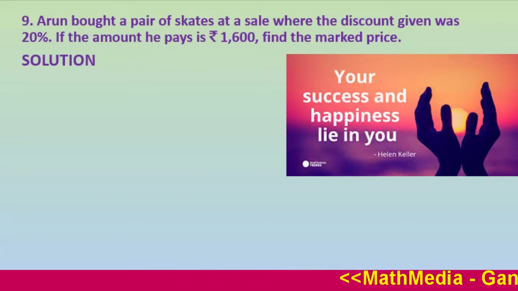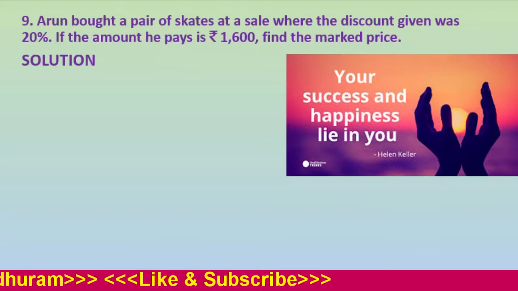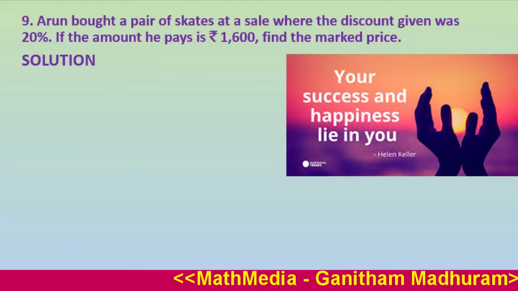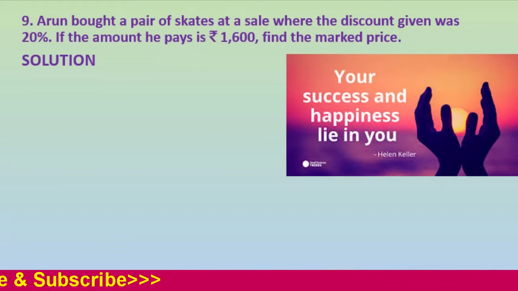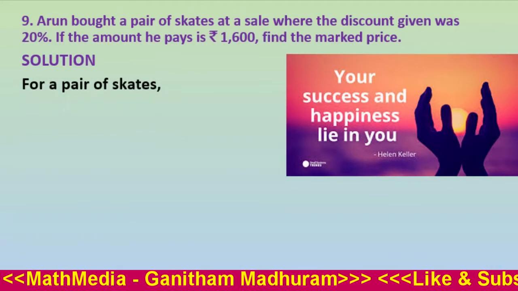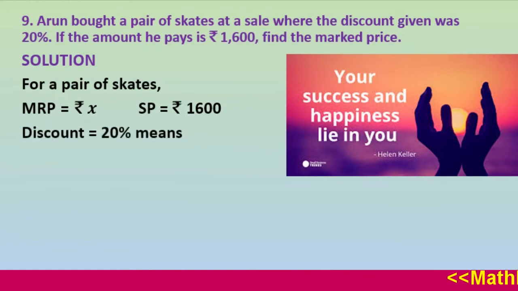Discount is always calculated on the marked price. Clear? Here we don't know the marked price, so we can give it as rupees X. The amount he pays, we can take it as SP. SP equal to rupees 1,600. And it is given discount equal to 20%.